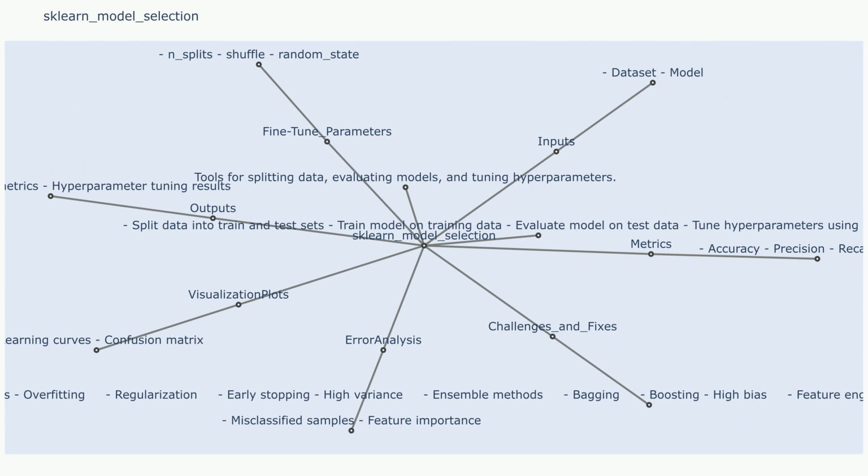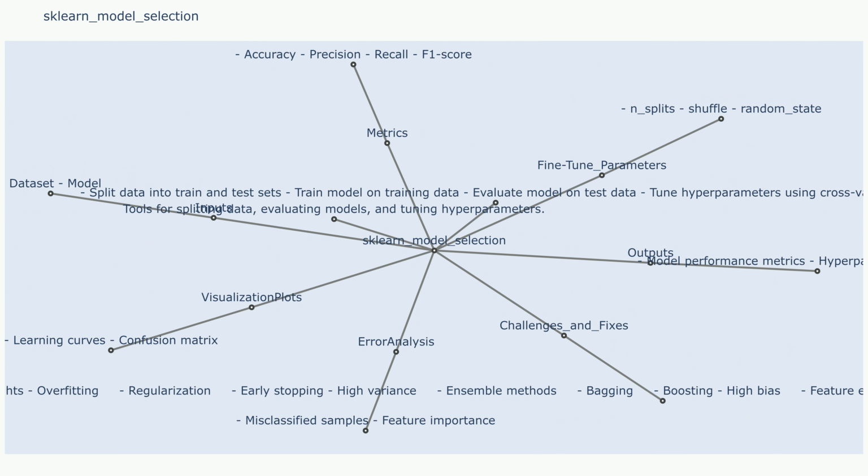Visualization plots. Learning curve: plot showing the model's performance on training and validation sets as a function of training data size. This helps assess overfitting and underfitting. Validation curve: plot showing the model's performance on a validation set as a function of a specific hyperparameter value. This aids in understanding the impact of hyperparameter changes.